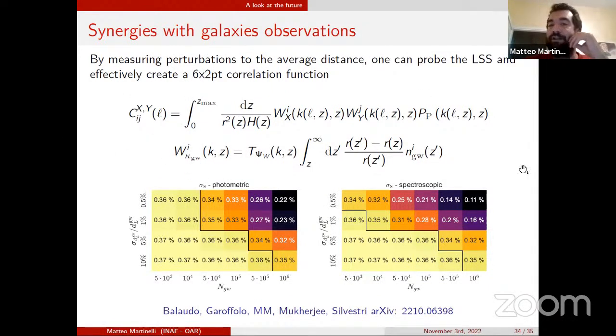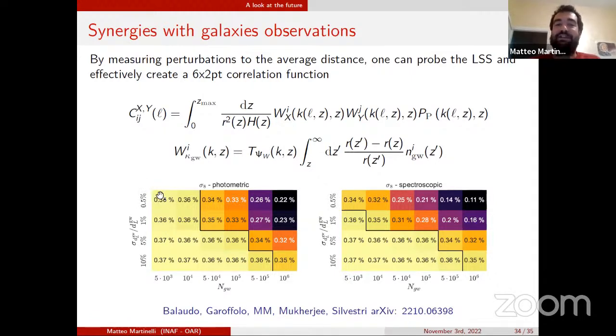This can be encoded in the same formalism and exploited to add extra information on the large-scale structure. So in our exploration, what we did was to add the two together, gravitational waves and galaxies, and try to see when gravitational waves get important. We tried to vary the number and the error that you have on the luminosity distance, and add them for different observational sets to galaxies.